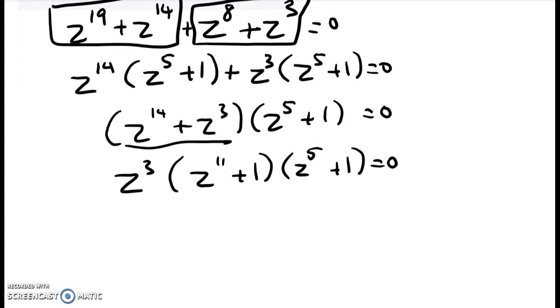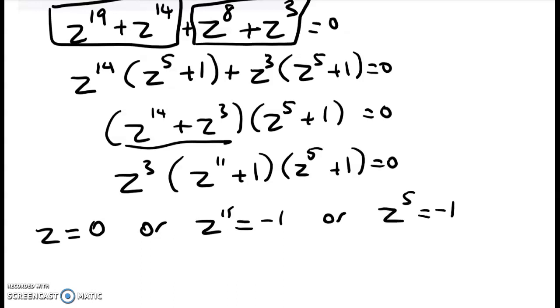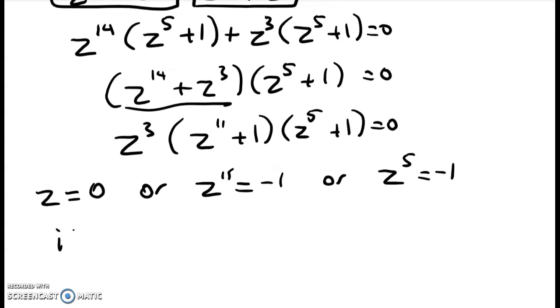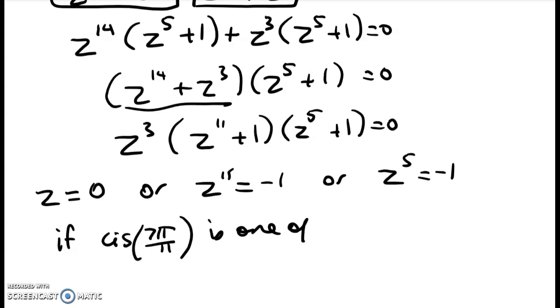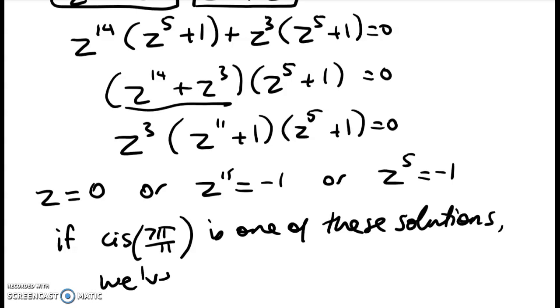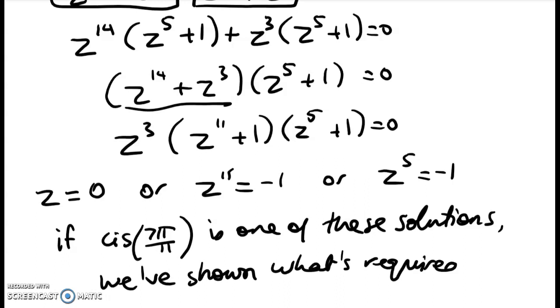What solutions have we got? So z is equal to 0, or z to the power of 11 is equal to negative 1, or z to the power of 5 is equal to negative 1. If cis of 7 pi on 11 is one of these solutions, we've shown what is needed, or we've shown what's required. Now it's pretty obvious from looking which one's going to work.